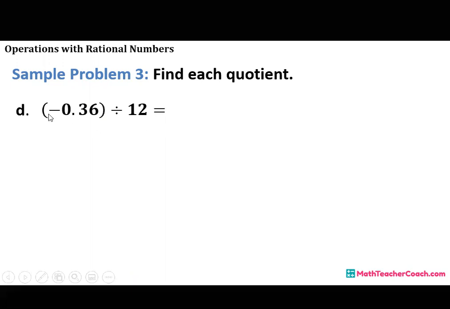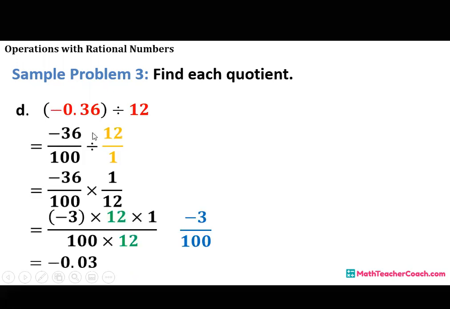So this one now, negative 0.36, how am I going to change it? It will be negative 36 over 100. And this one is 12 over 1. Divide becomes multiply, 12 over 1 becomes 1 over 12. Expand 36, it will be negative 3 times 12. And down, it will be 100 times 12. Cancel 12 with 12. So I have negative 3 over 100.